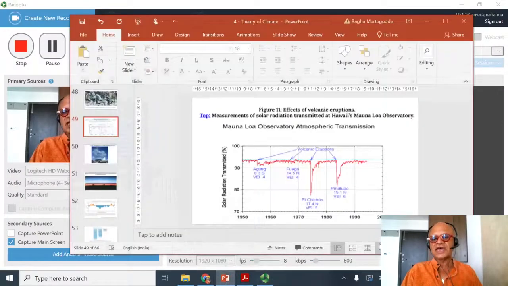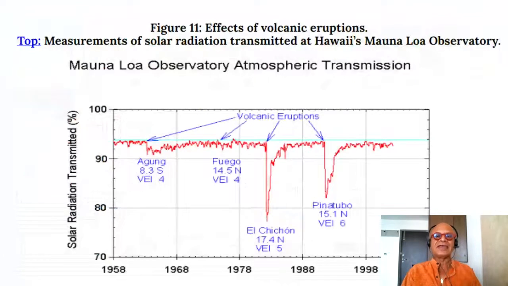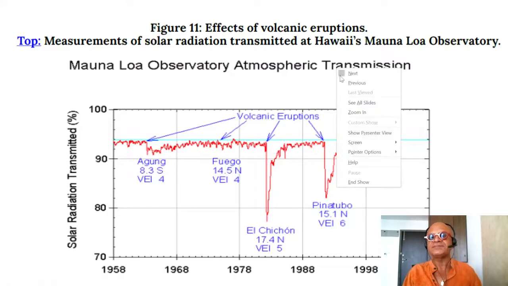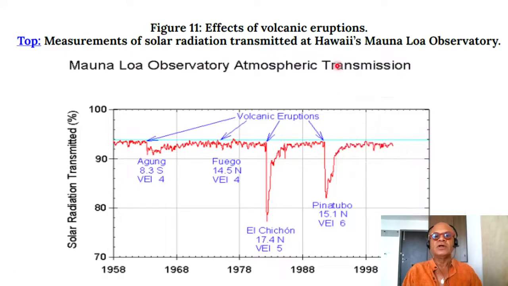Now that you got a good sense of what we mean by radiative forcing or forcing, let's put it together in terms of natural forcings that I already mentioned, like volcanoes, and anthropogenic or man-made forcings like greenhouse gases, aerosols, and so on. So this is a figure showing effects of volcanic eruptions. So total measurements of solar radiation transmitted at Hawaii's Mauna Loa Observatory.